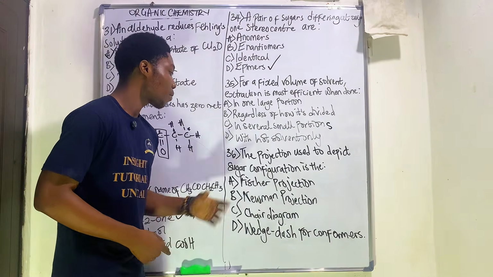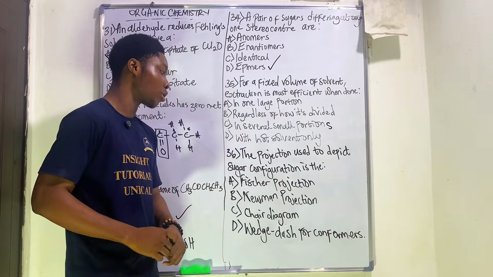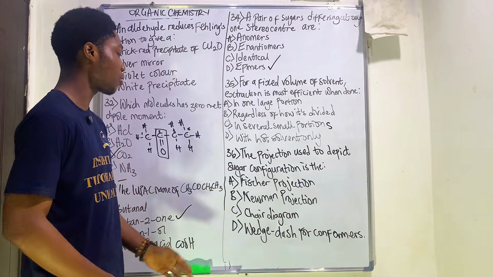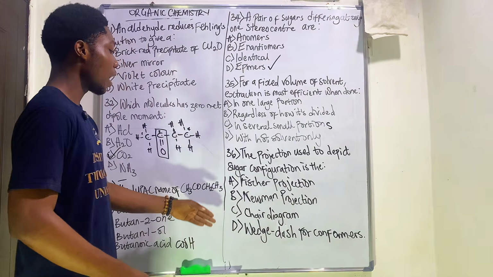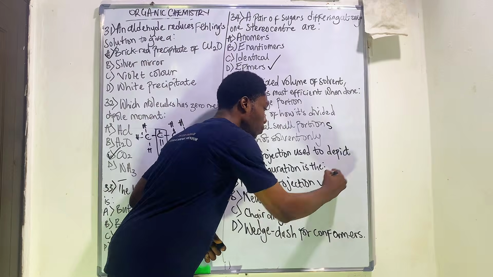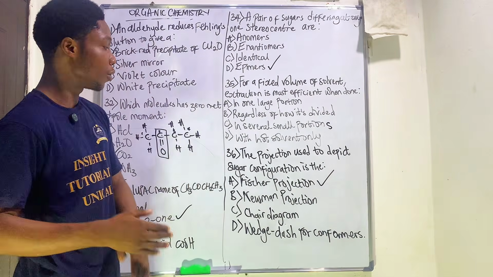Alright, so now to the next question. The projection used to depict sugar configuration is: A. Fisher projection, B. Newman projection, C. Chair diagram, and D. Wedge dash for conformers. Now the correct answer is Fisher's projection. Fisher's projection is used to depict sugar configuration.